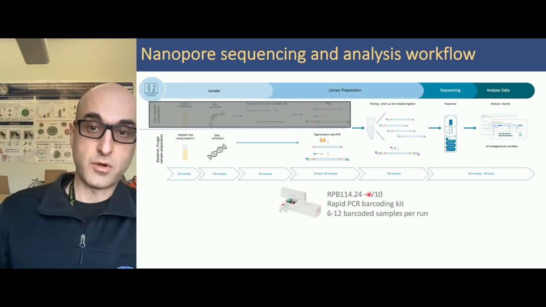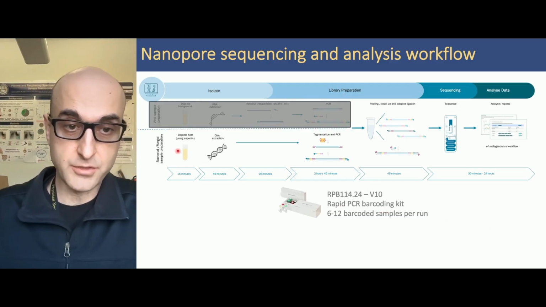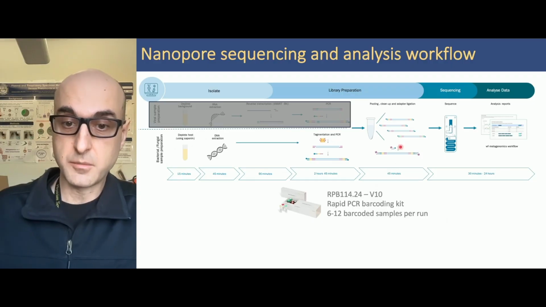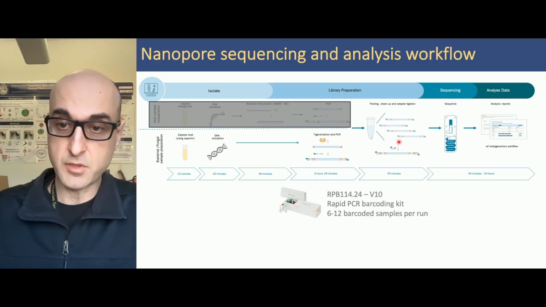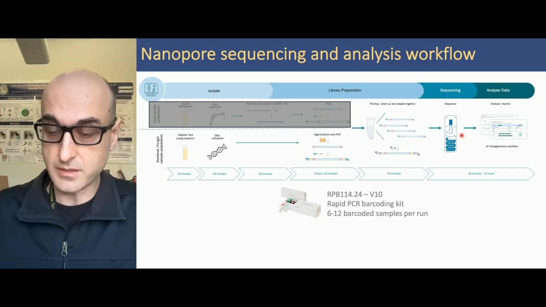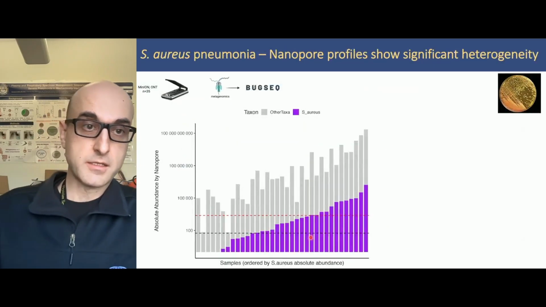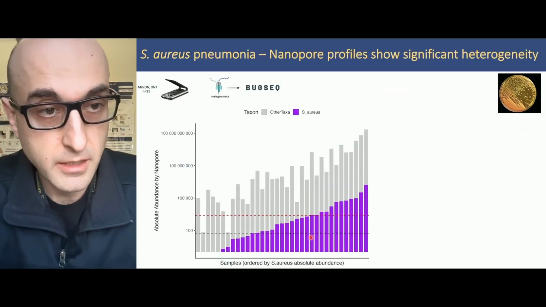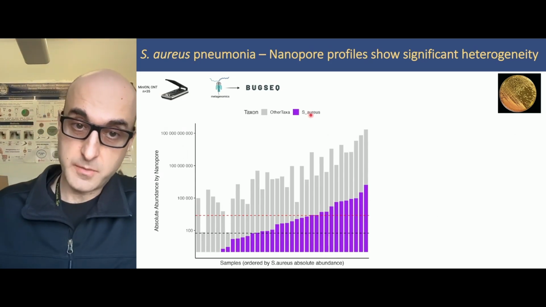We used a rapid workflow, the rapid PCR barcoding kit. Following depletion and DNA extraction, we performed tagmentation and PCR and pooled libraries between 6 to 12 barcoded samples per run. We sequenced them for about 24 hours on MinION devices, and then took the FASTQ files and processed them through the BugSeq platform. And this is what we found by Nanopore metagenomics now. Now we can get down to species level.